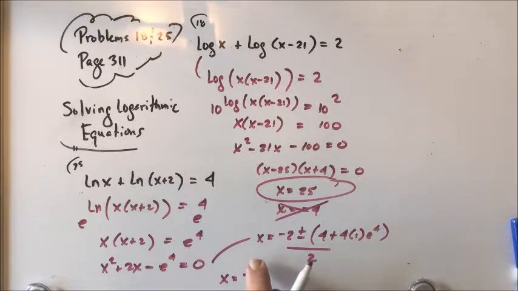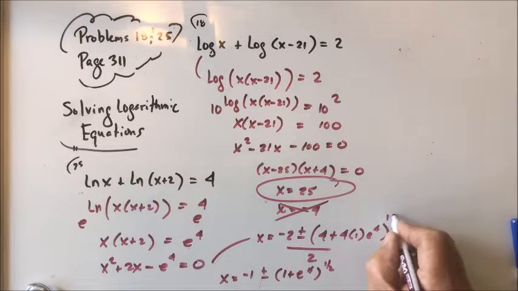I'm sorry, not minus 2. I'm going to take these 2's out. So it's minus 1 plus or minus. The 4's come out as a 2 and they cancel. So I've got 1 plus e to the 4th to the 1/2.